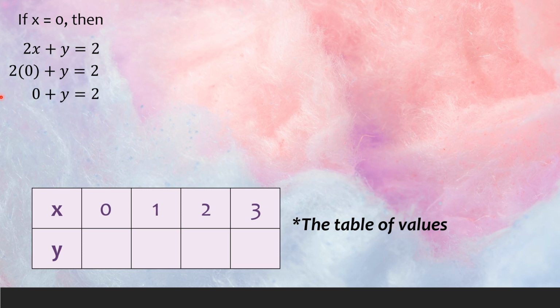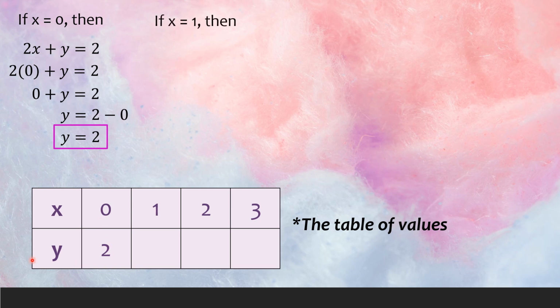Next is to transpose 0 or this constant to the right side of the equation para ang matira na lamang sa left side ay ang variable y since we are looking for the value of y. So y equals 2 minus 0. And then the value of y is 2 because 2 minus 0 is 2. And then yung nakuha nating value ng 2 ay ilalagay na natin dito sa tapat ng 0. Ayan. And then meron na tayong unang ordered pair na 0, 2.